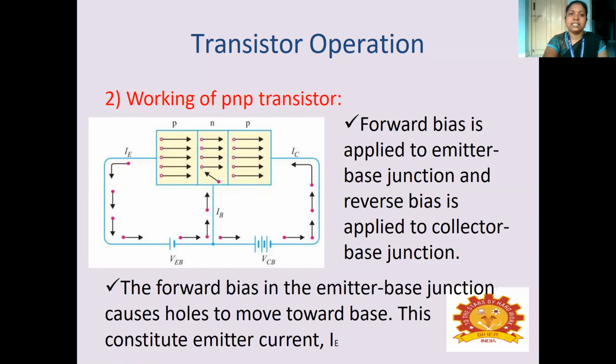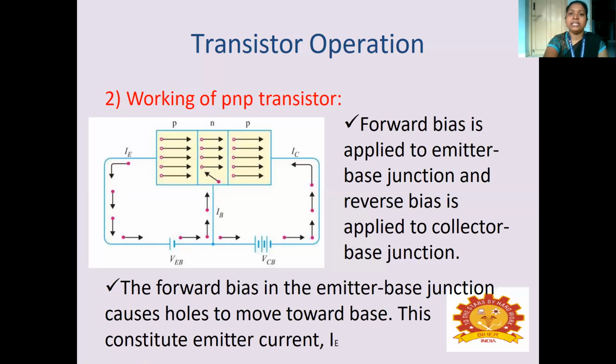And towards the base and the collector, you start giving the supply, called the voltage VCB. The forward bias is applied to the emitter base junction and the reverse bias is applied to the collector base junction. This is a common principle which has to be followed in transistor biasing. The forward bias in the emitter base junction will cause holes to move towards the base. You know the direction of the current flow, because it is a PNP transistor, so the direction of the current from the emitter is outwards. And this emitter current is called IE.